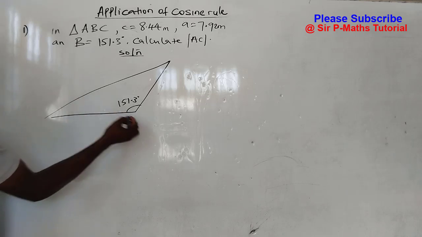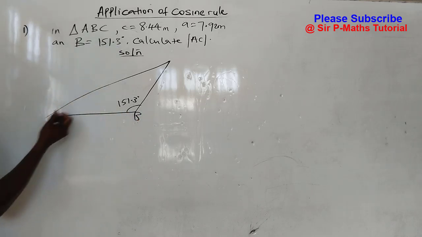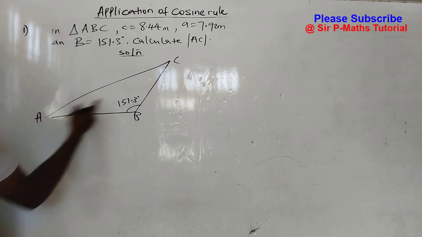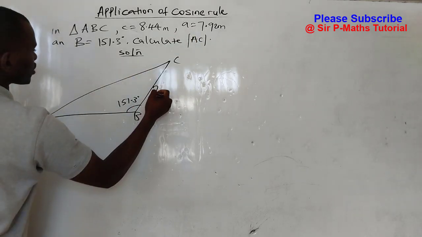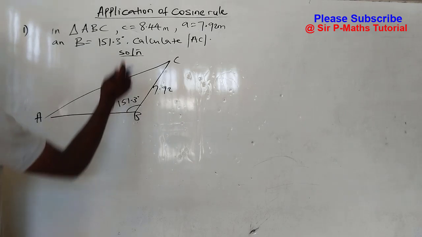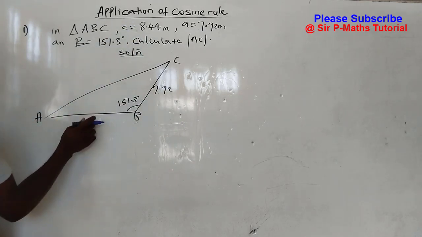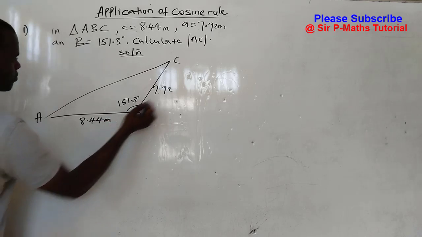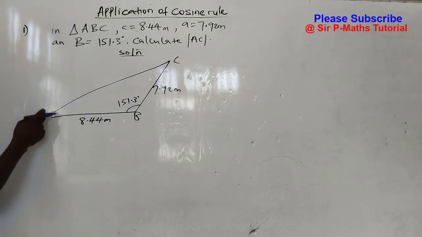So here is B, the side carrying the angle. Let here be A and here is C. So the side facing A is 7.92. The side facing C, which is here, is 8.44 meters. And then we are asked to find AC. We are looking for this side.